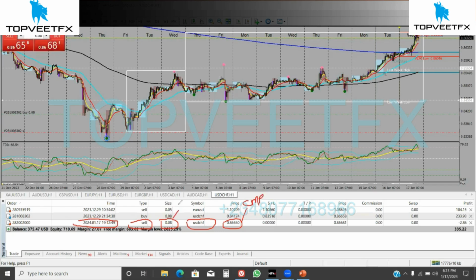This is the lot size. Then this is where we are to put in our stop loss, and this is where we are supposed to put our profit. Now, this is the price at which the market is presently. Present price.